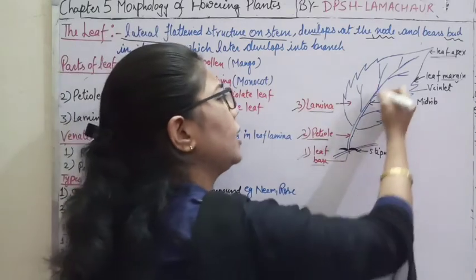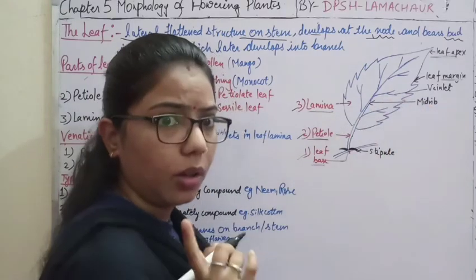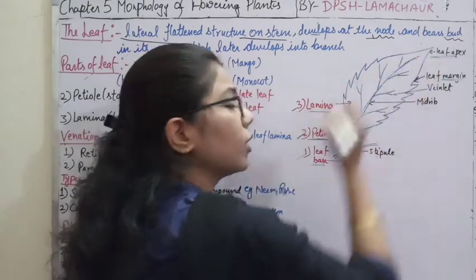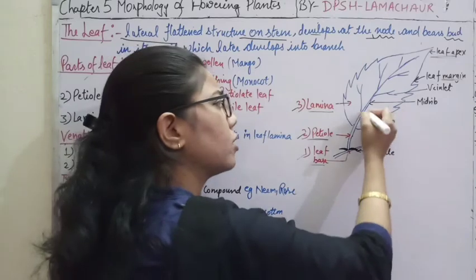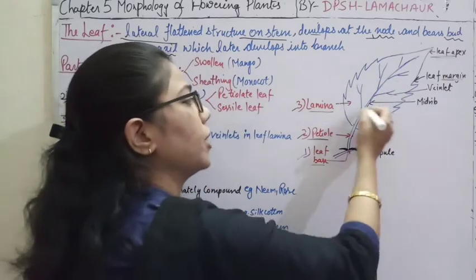Then the main thing which is arising from here is known as the midrib. So what is the midrib? The thing which is arising from the center of the leaf is known as the midrib, and this midrib will give rise to different veins.